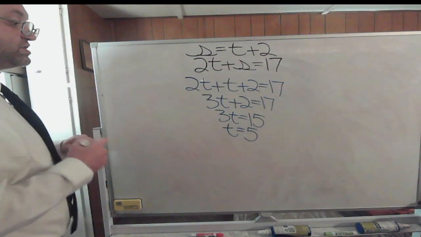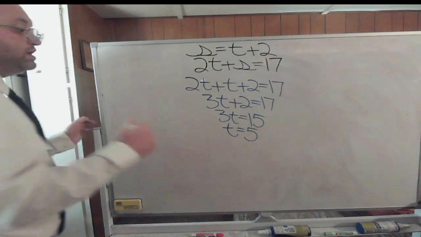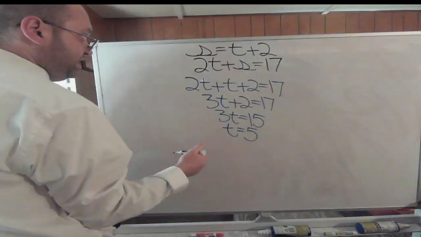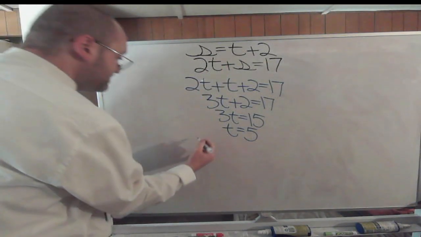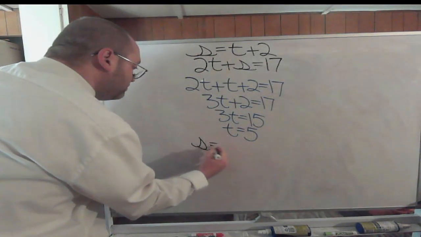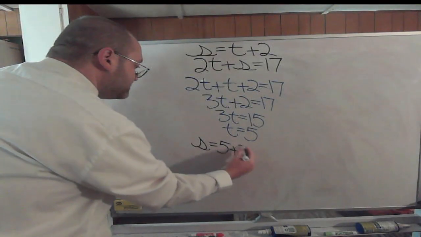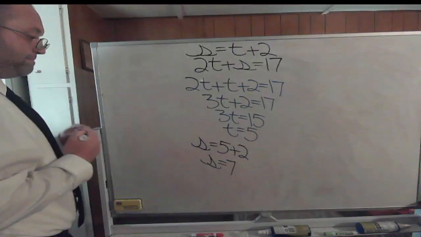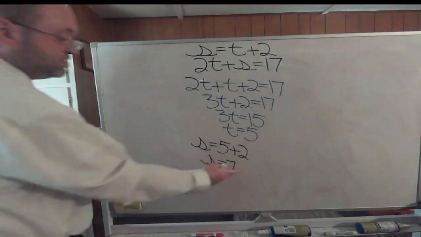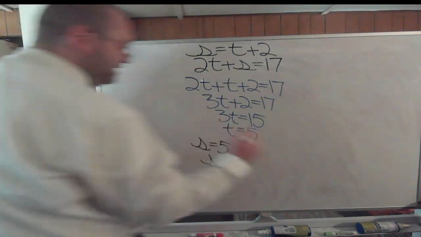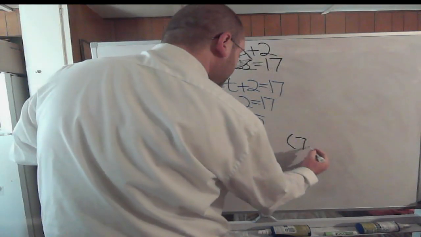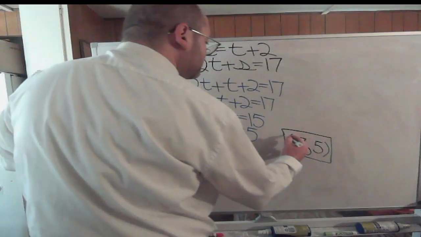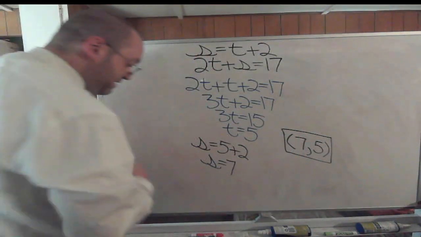Now we want to find the s coordinate. To find the s coordinate, just pick your 5 and put it in for one of the two equations where you see t. I'm going to go with s equals t plus 2, so s would equal 5 plus 2, which means that s equals 7. So, in the end, you got your s coordinate 7, t coordinate 5, so these two lines intersect at 7, 5. That would be your answer for this system of equations, 7, 5.